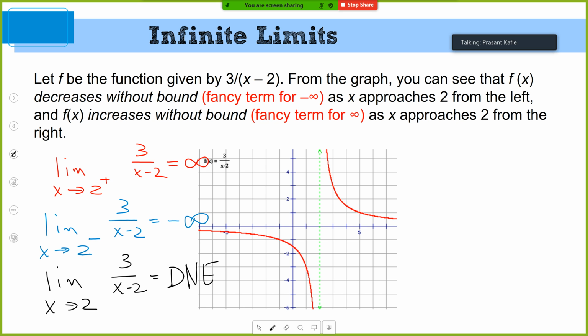Left hand limit doesn't equal right hand limit. Good. Beautiful. Okay. Infinity does not equal negative infinity. Hot diggity.